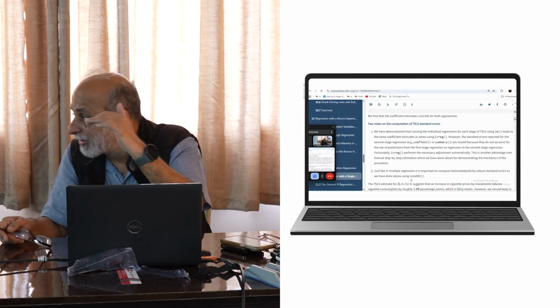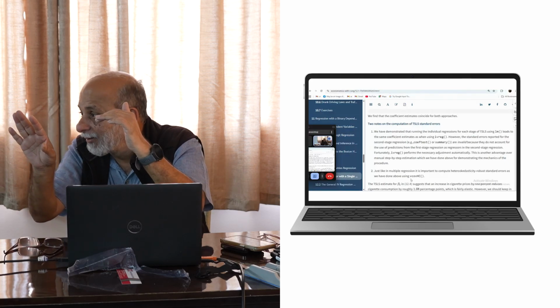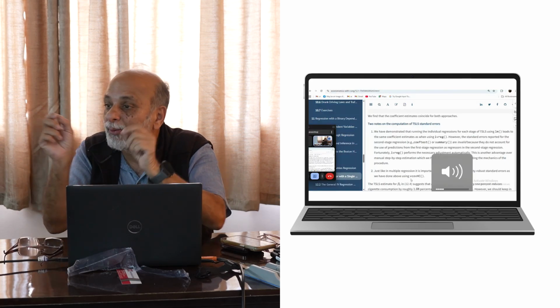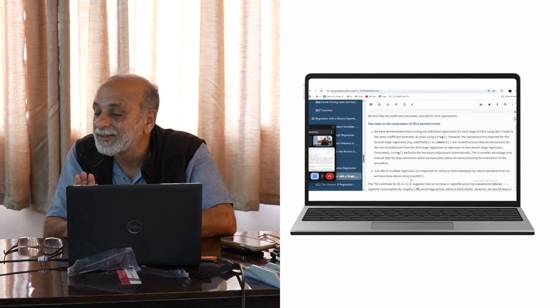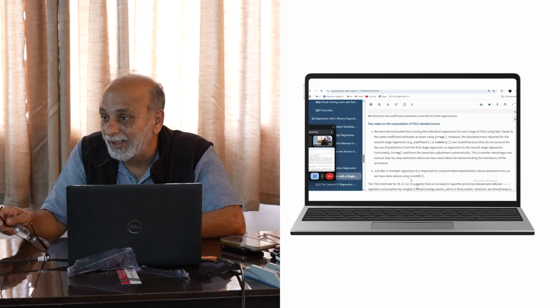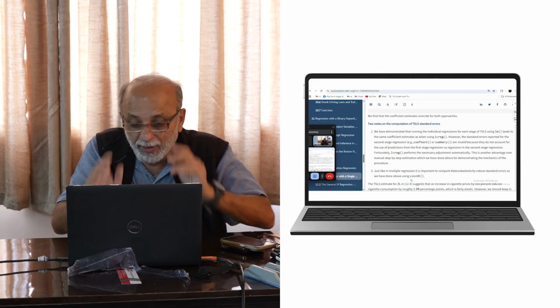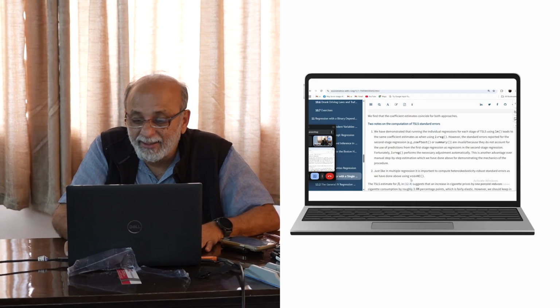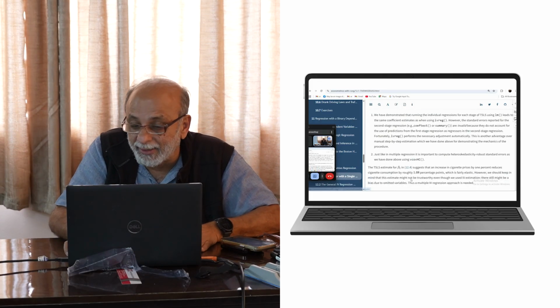When you did the second stage regression, you put x hat. But the computer just calculated the errors as if that was x. But of course there is a problem in that, right? So you have to adjust for x hat, and that is what the ivreg command does.